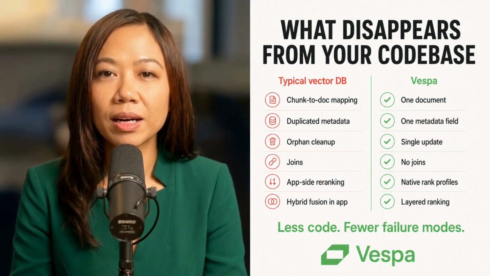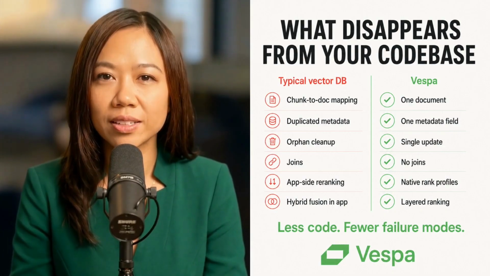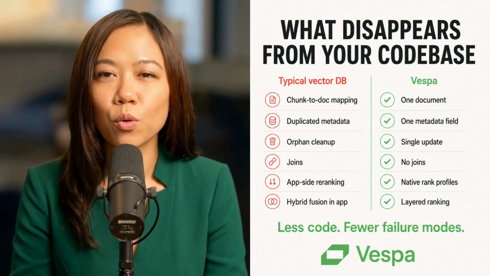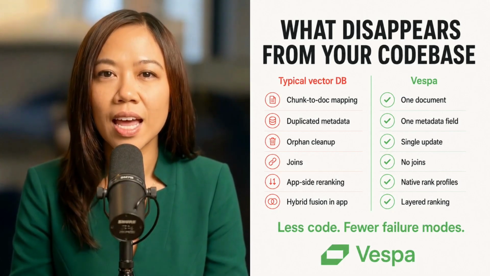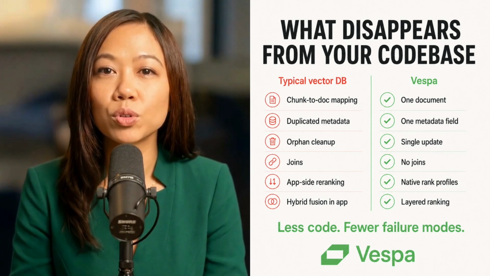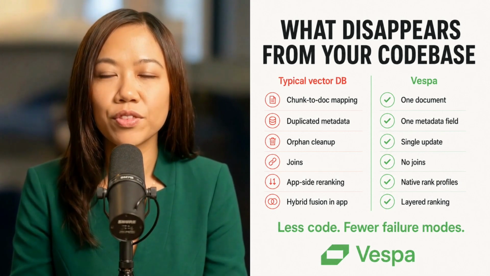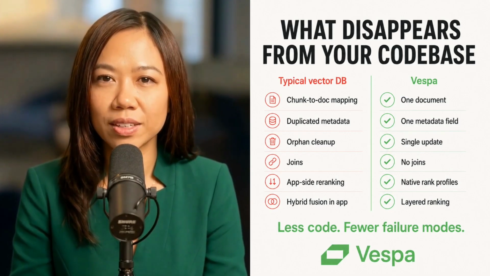In Vespa, much of that disappears. You have one document, one metadata record, one update path, no parent-child join, native rank profiles, and layered ranking to return the most relevant chunks. That is the real payoff. Less code, fewer failure modes, cleaner, better retrieval.